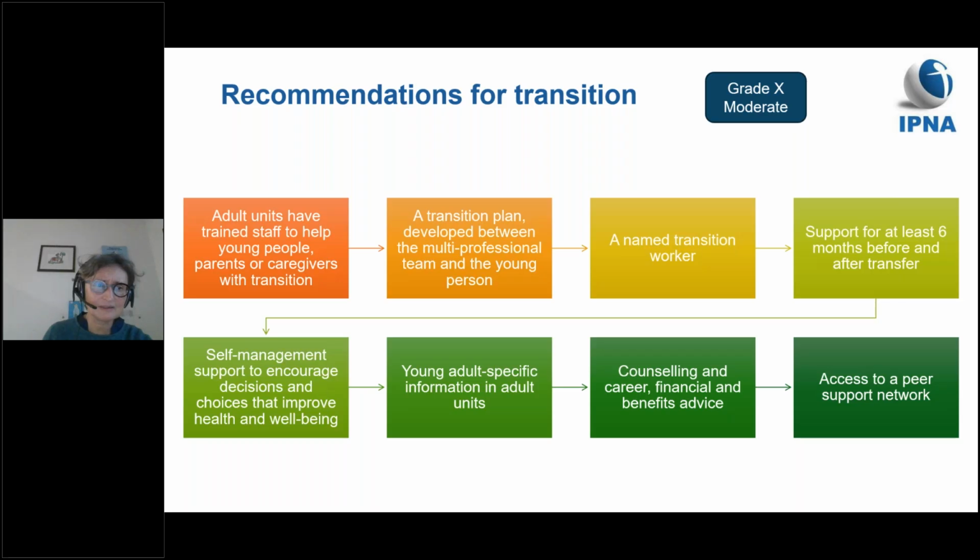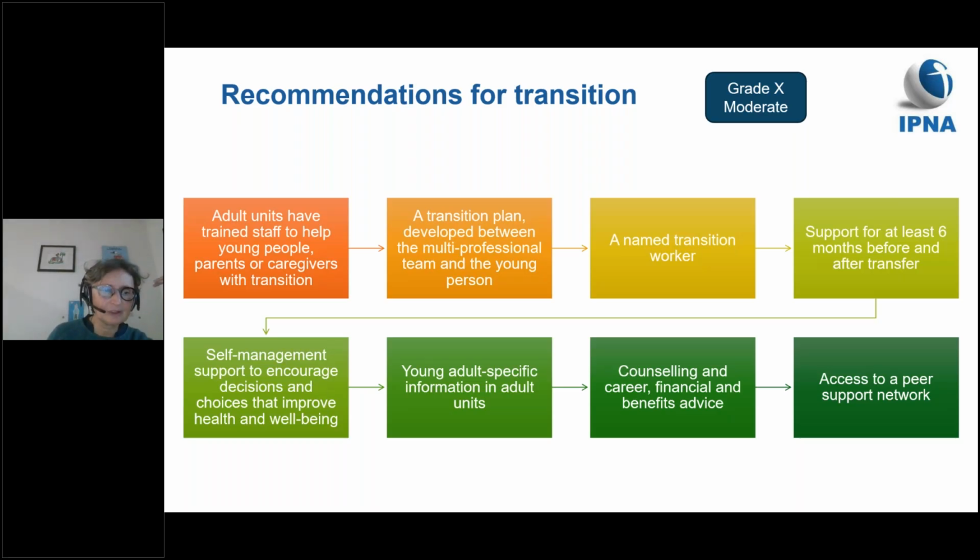So the adult units need to have trained staff to help young people, parents, or caregivers with this phase. A transition plan needs to be developed between the multi-professional team and the young person. There needs to be a named transition worker who makes sure that the transition happens smoothly and is available for at least the first 6 months after the transfer and before, to provide a sort of point of contact for the person who is being transferred.